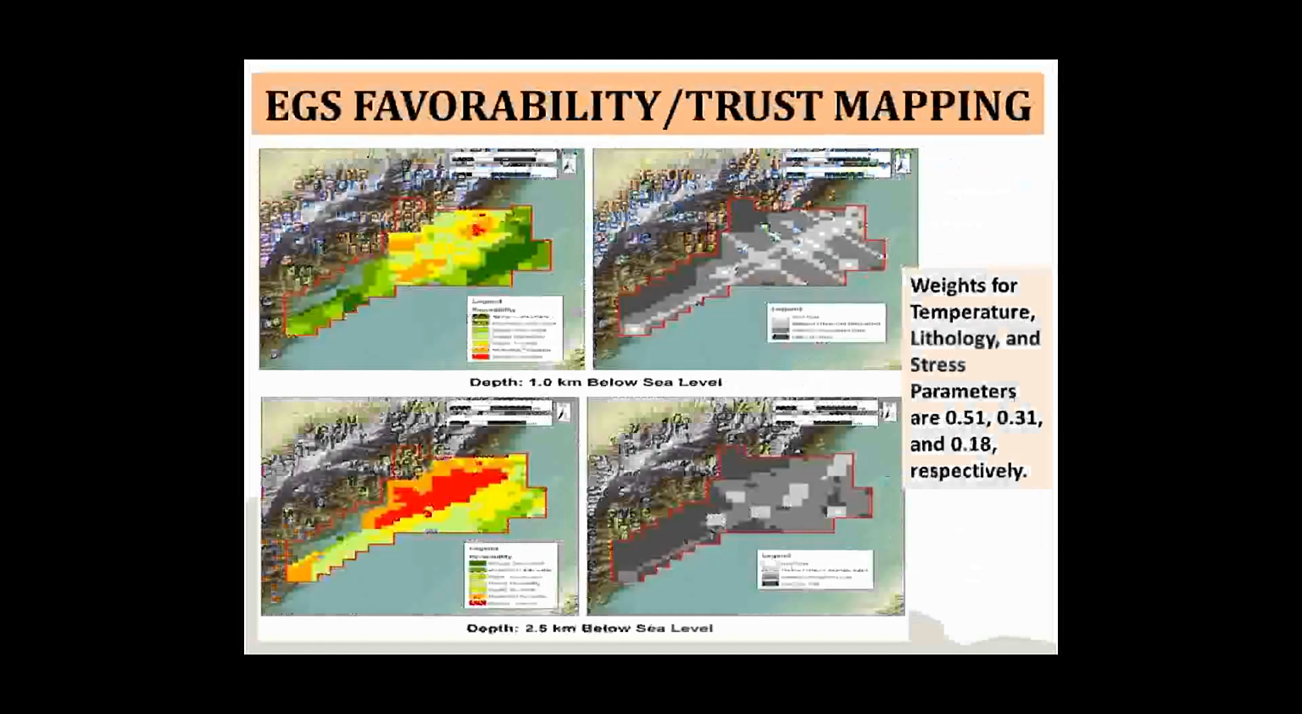Lastly, these are two examples of favorability maps and trust maps, which we refer to as favorability trust pairs. We show at the top figure the favorability on the right and the trust on the left, for a depth slice at 1 kilometer below sea level, and the one on the bottom is for 2.5 kilometers below sea level. The weights for the key parameters of temperature, lithology, and stress are shown here that we used in this particular formulation of these maps. And that summarizes my presentation.